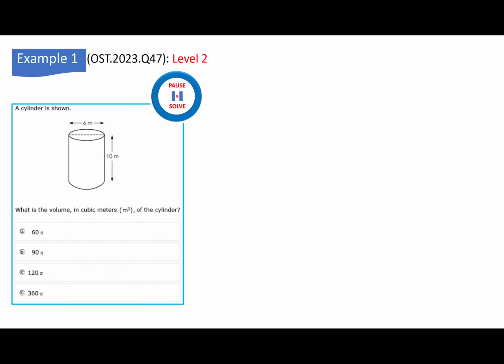Example 1. In this example, a cylinder is shown. What is the volume in cubic meters of the cylinder? And they are saying level 2 here because of this issue. They are giving you here the diameter, see? So you can't use the 6. You have to use half of it, which is the radius.